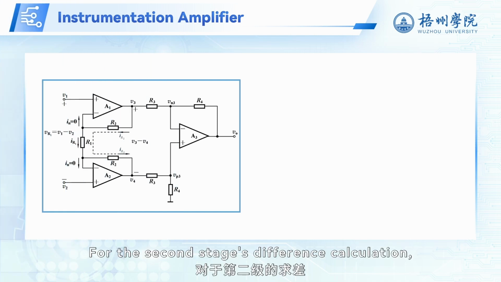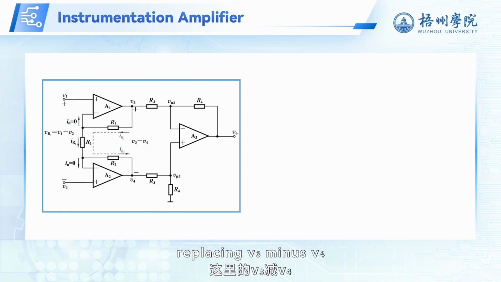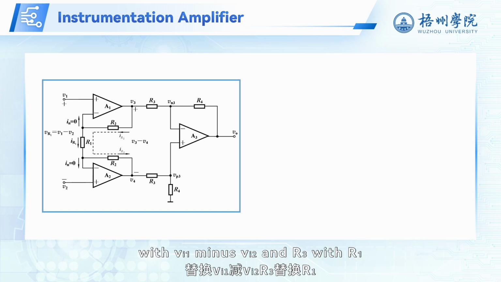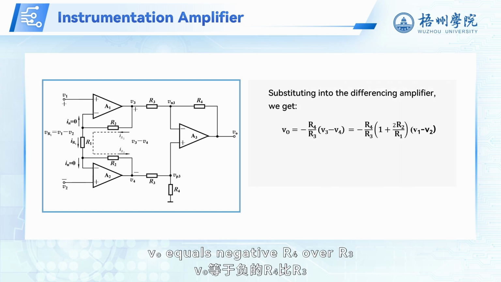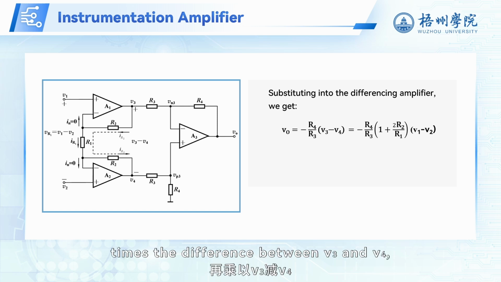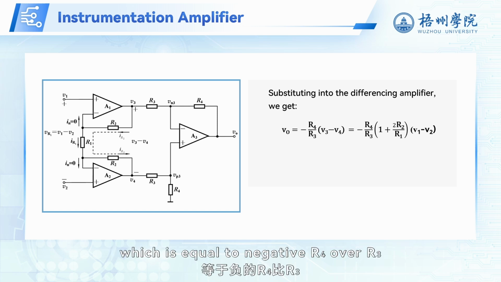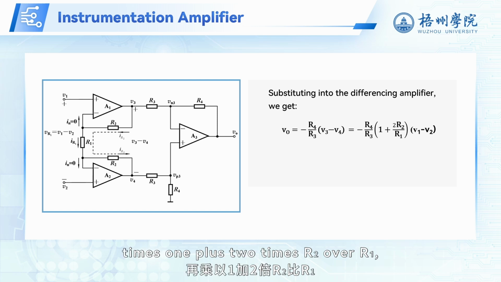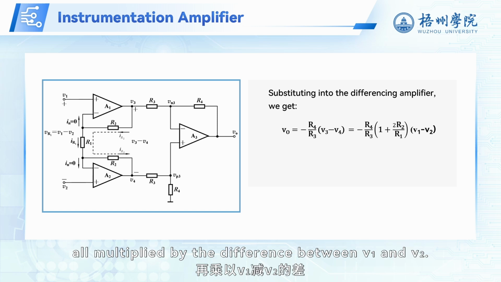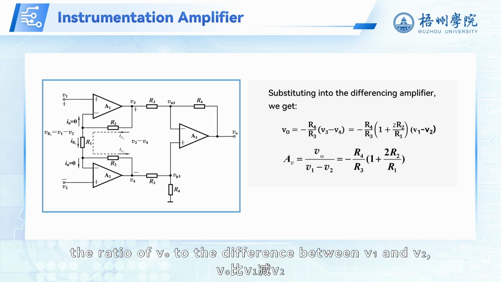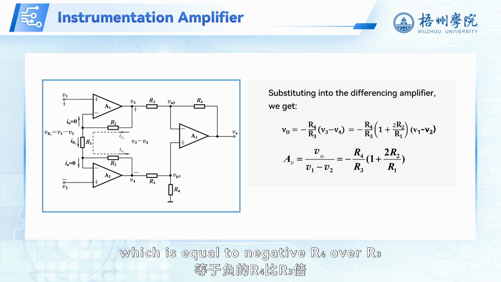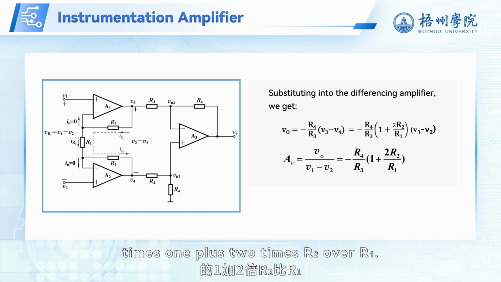For the second stage's difference calculation, replacing V3 minus V4 with Vi1 minus Vi2 and R3 with R1 in the differencing amplifier, we get VO equals negative R4 over R3 times the difference between V3 and V4, which is equal to negative R4 over R3 times 1 plus 2 times R2 over R1, all multiplied by the difference between V1 and V2. Thus, the voltage gain of the circuit is AV equals the ratio of VO to the difference between V1 and V2, which is equal to negative R4 over R3 times 1 plus 2 times R2 over R1.